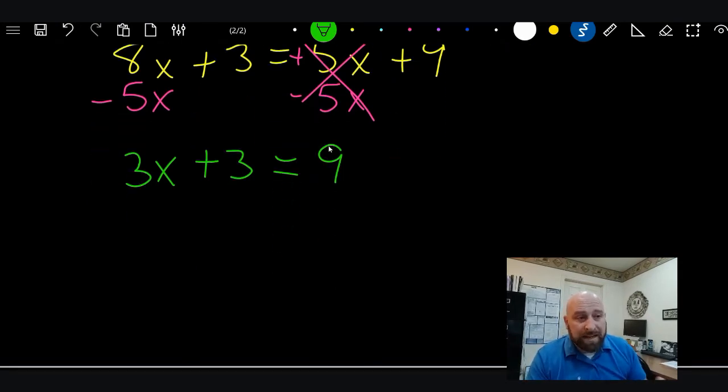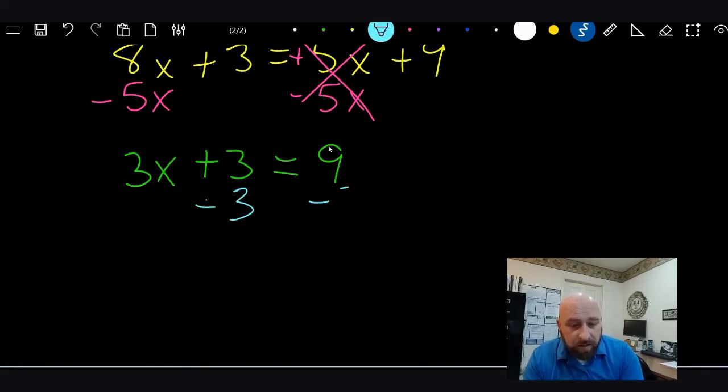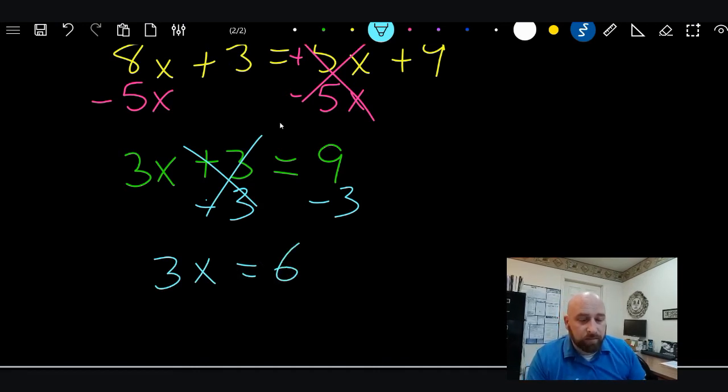We're still not done moving letters to one side and moving numbers to the other side. We still have a number over here that we need to move over there. So we're still doing the addition and subtraction steps. So we're going to subtract 3 from this side and subtract 3 from this side. That's going to cancel. We're going to get 3x equals 9 minus 3 is 6.